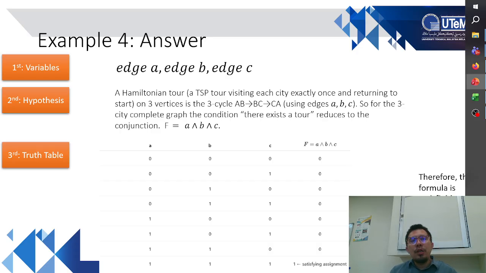Okay, and after that we come up with a truth table. So here we have 3 inputs A, B, C, and then we calculate using the AND gate. And we can see here there is one solution that satisfies this expression, which is A equal to 1, B equal to 1, C equal to 1. Okay, so it yields true. So F equal to A AND B AND C is satisfied.